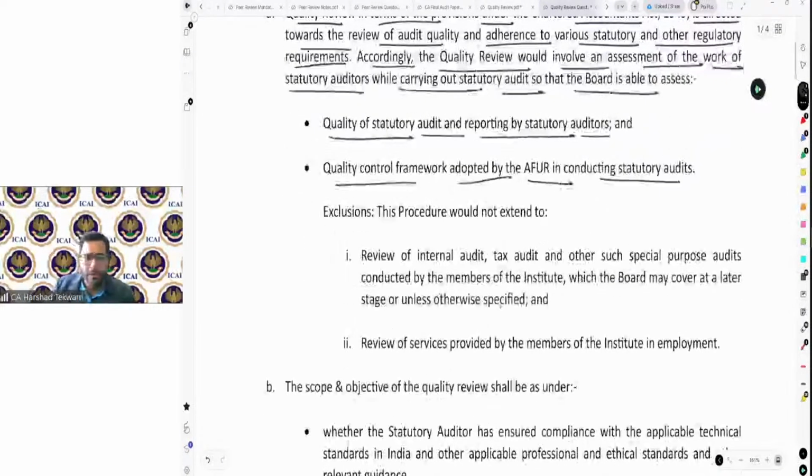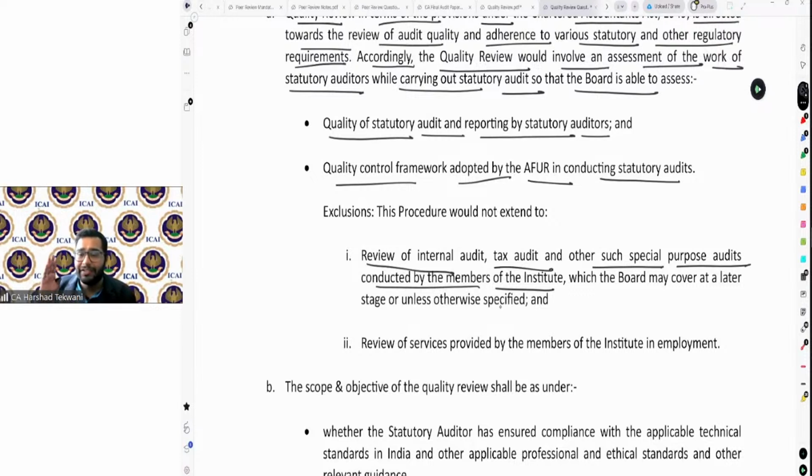Now there are exclusions: review of internal audit, tax audit, and other such special purpose audits conducted by the members of the institute. Because when I talk about quality review, it talks about the audit and reporting by the statutory auditor, not the tax auditor, not the internal auditor. When I talk about peer review, it is assurance engagement. When I talk about quality review, it is by the statutory auditor. That is the point of difference between the quality review and the peer review.